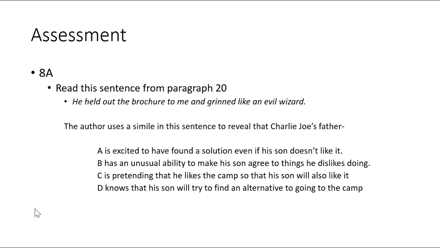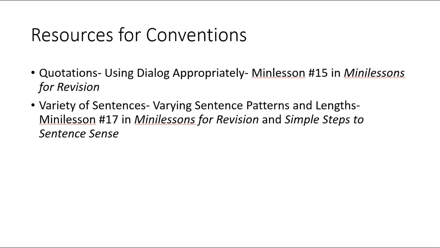Another 8A question is read this sentence. The author uses a simile to reveal that Charlie Joe's father. So the students have to be able to identify the simile, grinned like an evil wizard, and then they also have to say, what does that do? Again, make that inference. Grinned like an evil wizard tells what about the father? So it's a multiple step. So you can notice from those questions, we've got to go a little bit deeper than just knowing what to do with that standard.